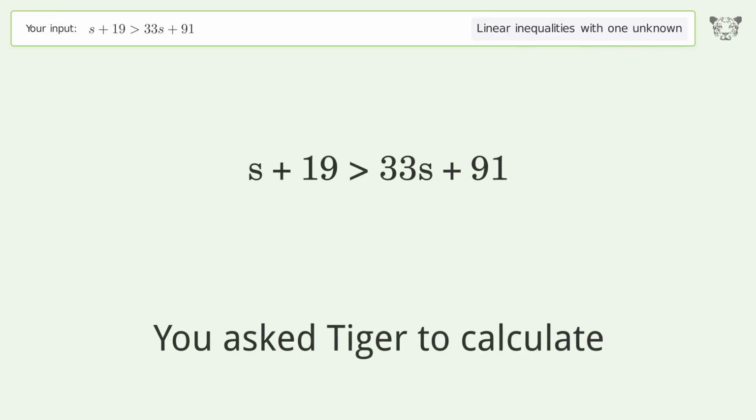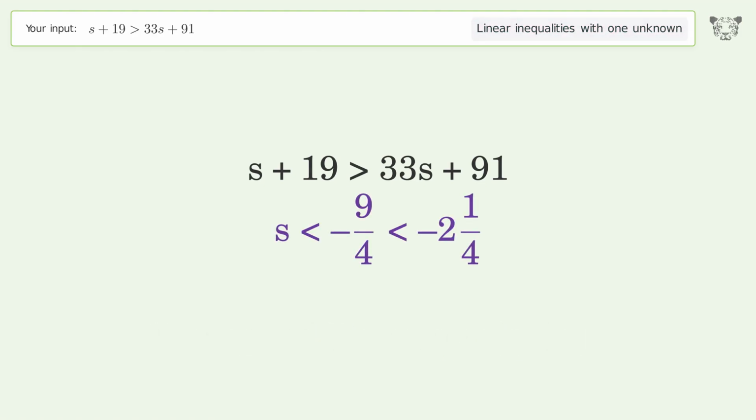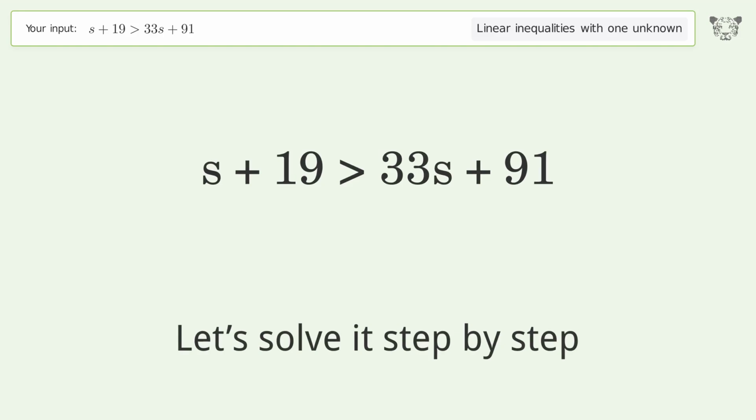You ask Tiger to calculate. This deals with linear inequalities with one unknown. The final result is s smaller than -9/4 smaller than -21/4. Let's solve it step by step.